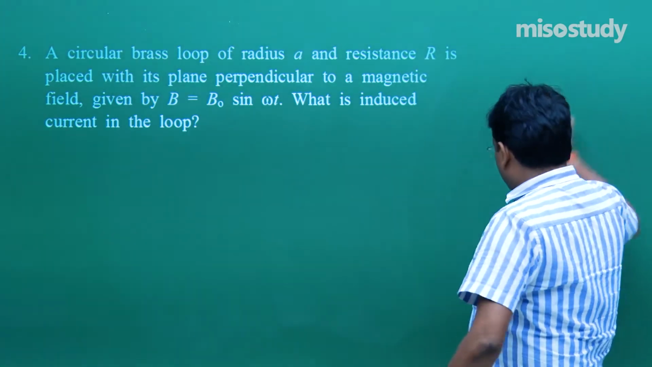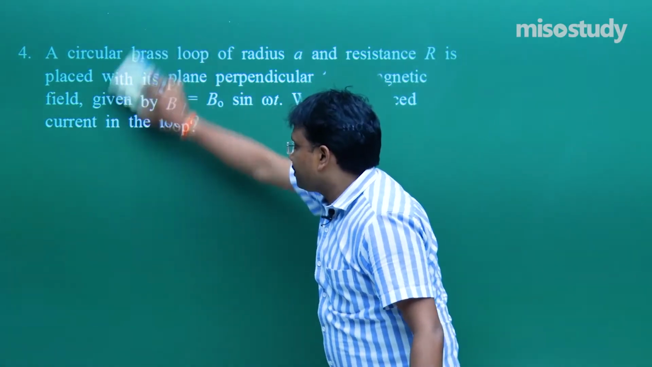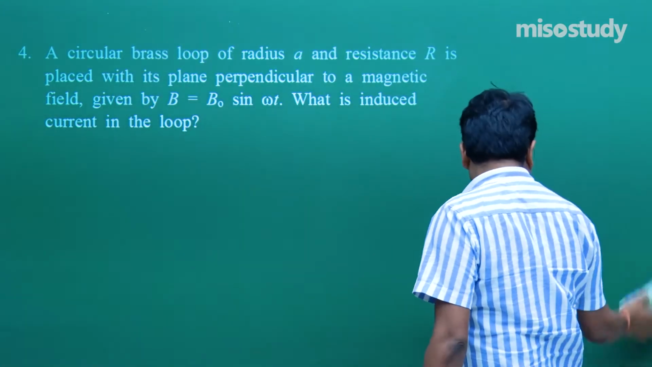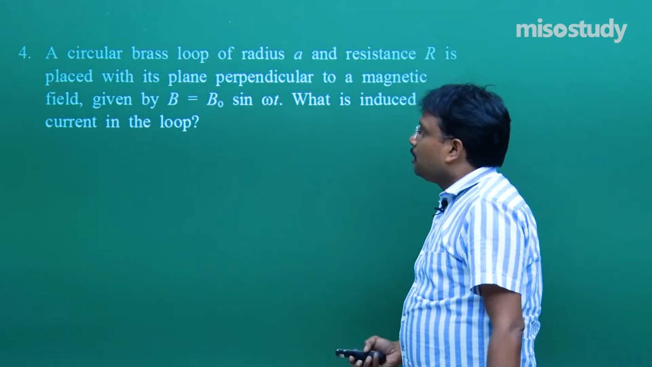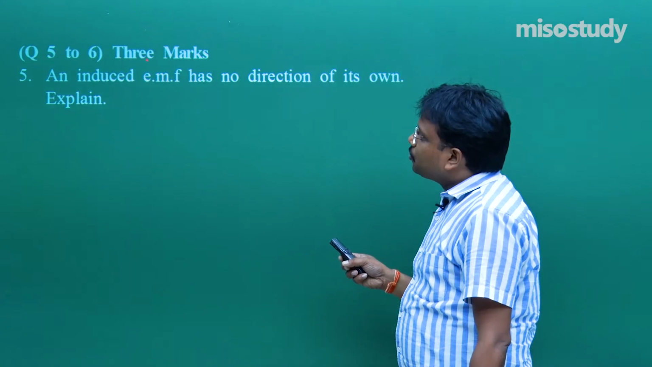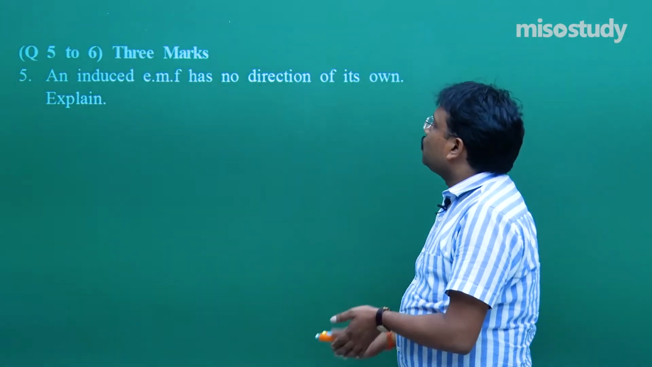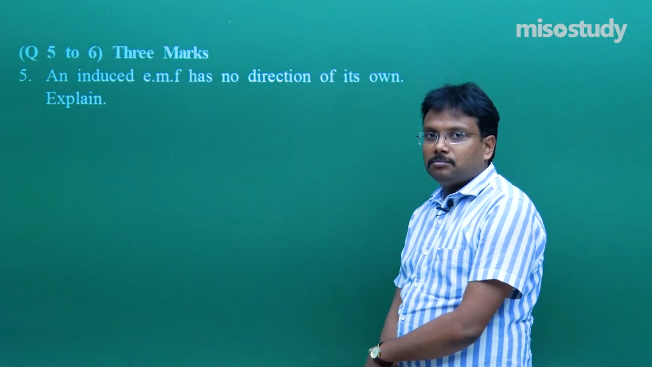So, now again our board is clean and green and we are ready to discuss another set of questions. Fine. So, here comes question number 5 and 6, and both these questions are for 3 marks. Induced EMF has no direction of its own.